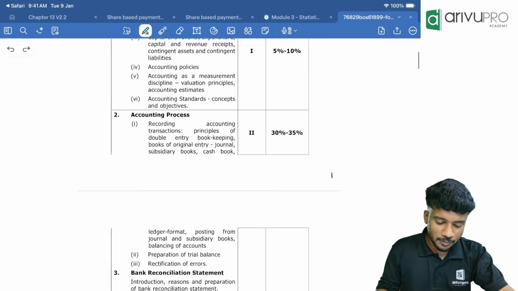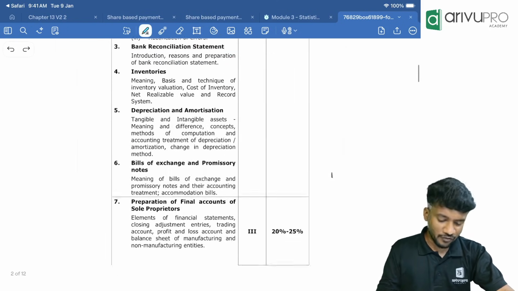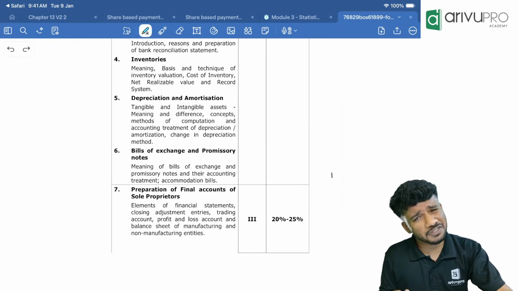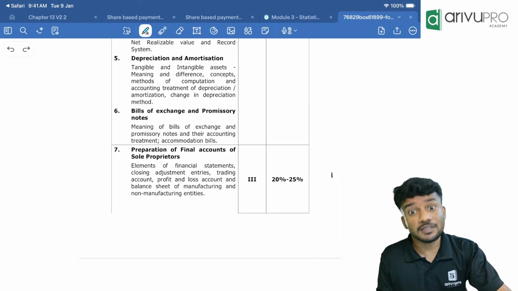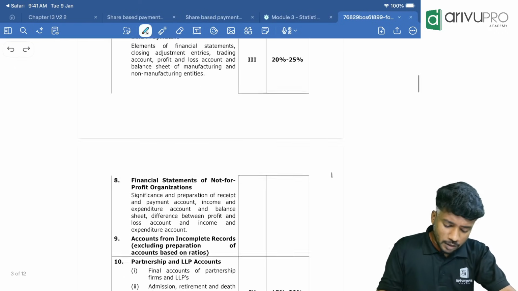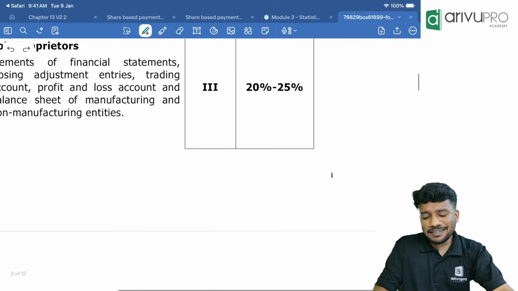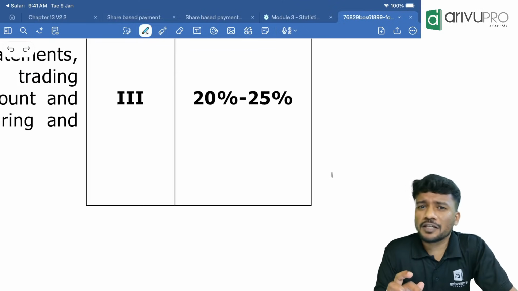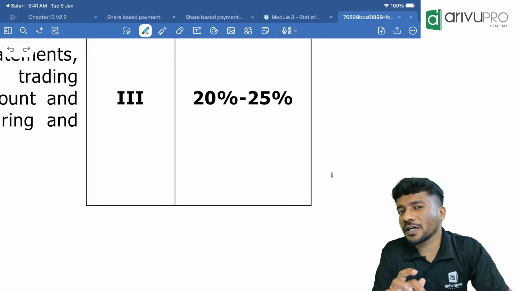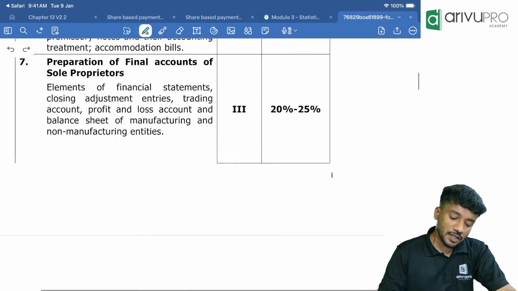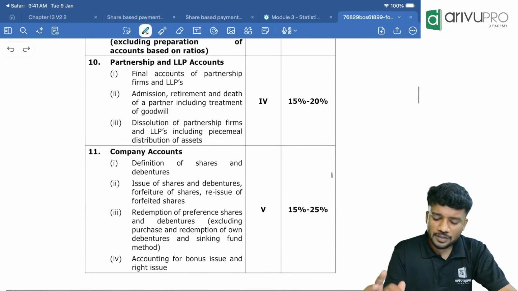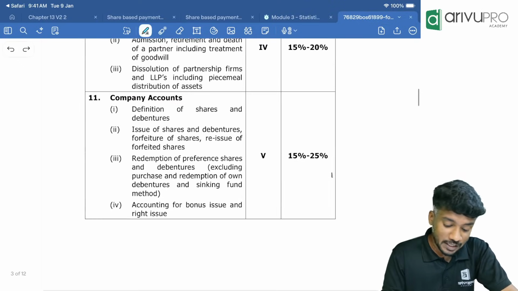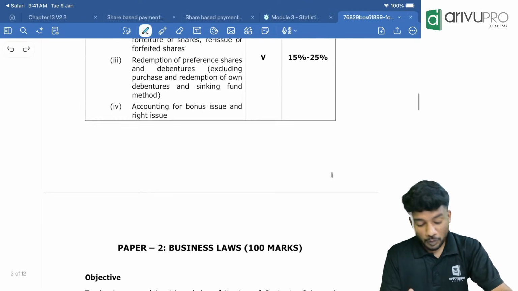So that is very important. Accounting process, the first, second to the sixth chapter together will give you that 30 to 35 marks weightage, depending. Now coming to the 7th, 8th and 9th chapter together will get you 20 to 25%. That means 20 marks to 25 marks you will get from 7th, 8th and 9th. Then the 10th chapter you will get up to 20 marks. Then the 11th chapter you will get up to 25 marks.